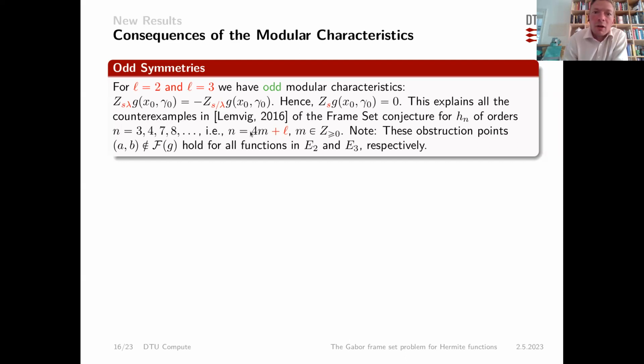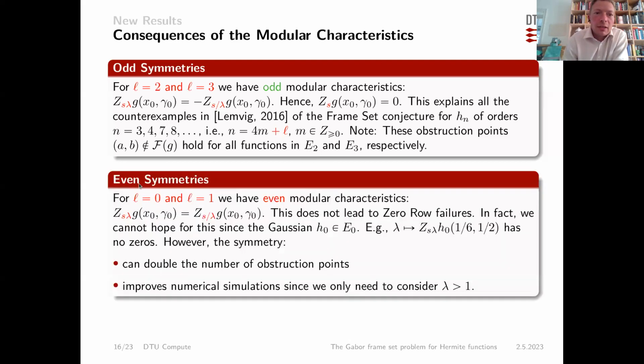So n of the form 4m plus l, where m is some non-negative integer. And these obstruction points are not specific to the Hermite functions. They actually hold for any sufficiently nice function in these two eigenspaces of the Fourier transform. So what do we know then in the other cases?